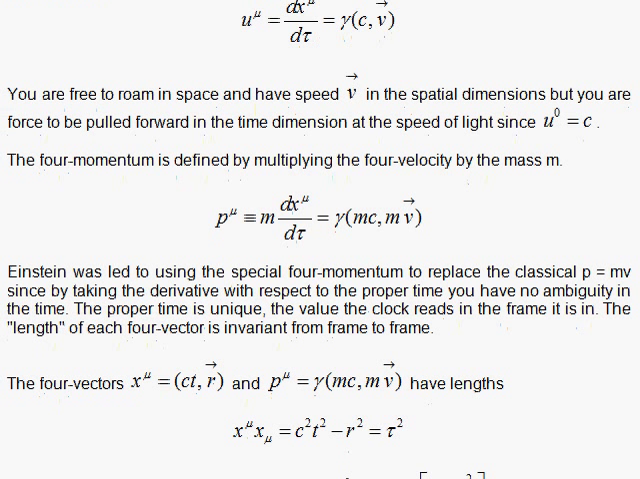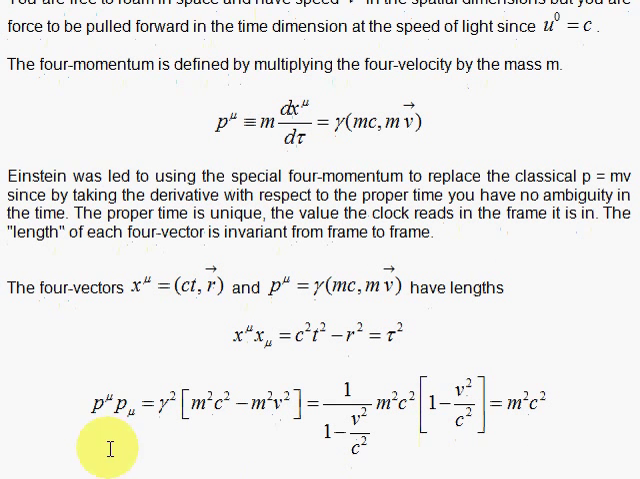And notice that when we do the same idea with the 4 momentum, we take gamma squared m squared c squared and subtract gamma squared m squared v squared, with the gamma squared factored out. And when we do this, the gamma squared gives you 1 over 1 minus v squared over c squared. m squared c squared can be pulled out. You have a 1, and then here you have v squared over c squared. Notice that this cancels and you get m squared c squared.